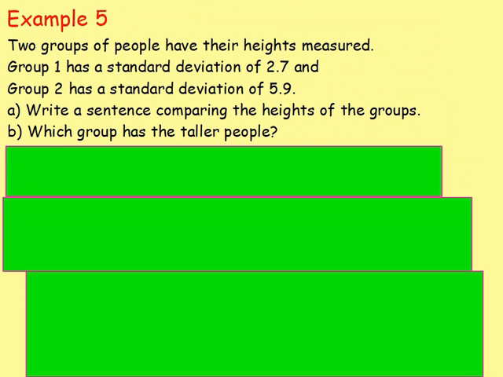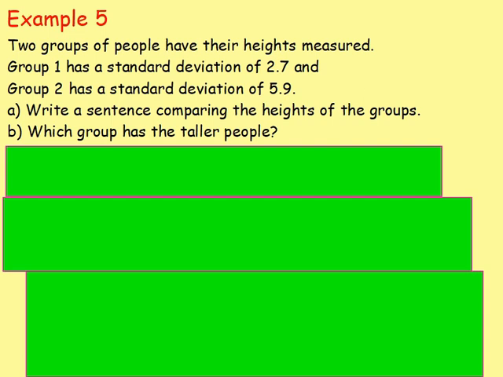Examples 1, 2, 3 and 4 are in the first lesson, so I'm picking up with example 5. Two groups of people have their heights measured. Group 1 has a standard deviation of 2.7 and Group 2 has a standard deviation of 5.9. Part A, write a sentence comparing the heights of the groups. And Part B, which group has the taller people?